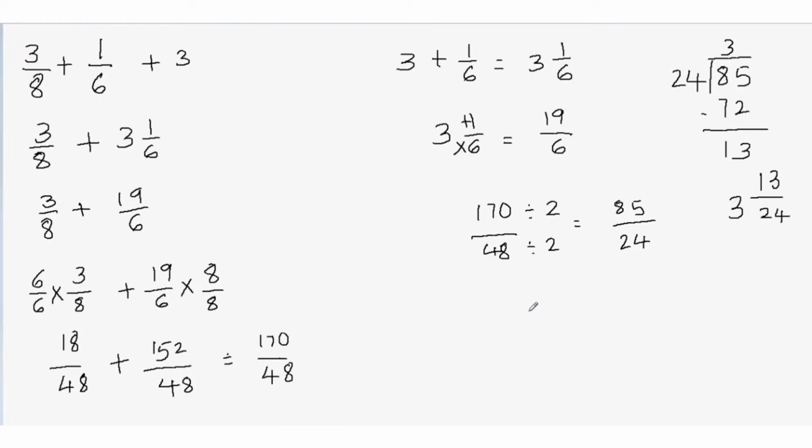So if your teacher needs you to write the answer in fraction form, you can write 85 over 24. But we usually don't write the answer as an improper fraction. When your numerator is greater than the denominator, you usually convert it into a mixed fraction. So we can write this as 3 13 over 24.